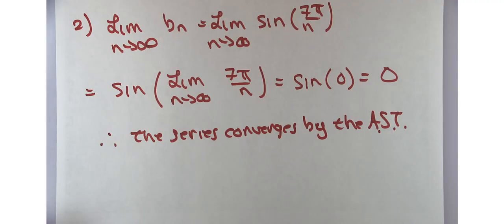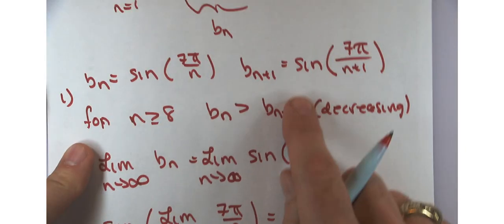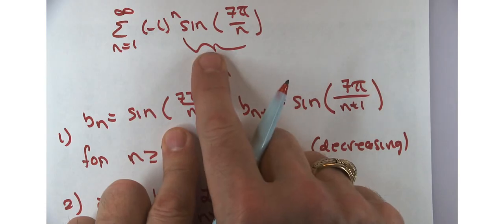Let's move down to some more examples. I think I'm going to skip example D. Yeah, please. Why did you choose sine 7 pi over n for these? Because that's the meat of this series.